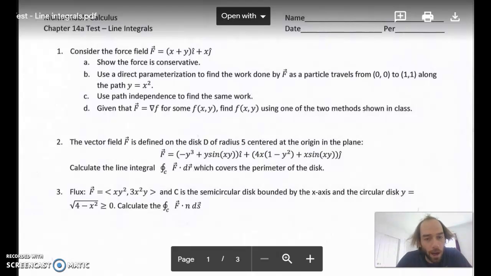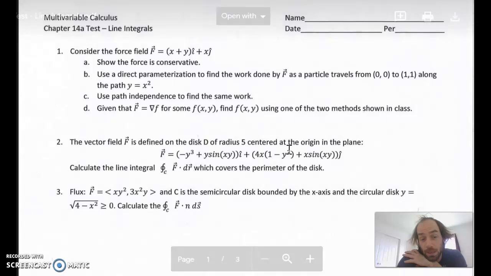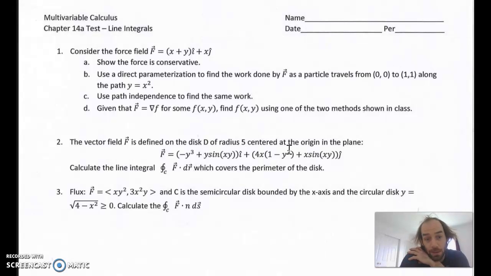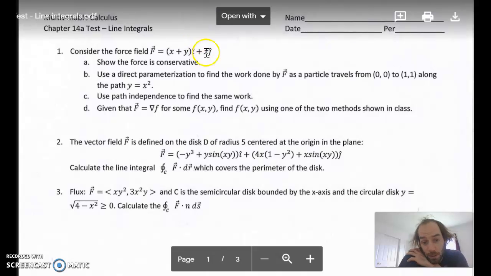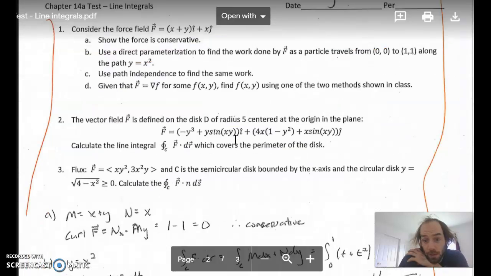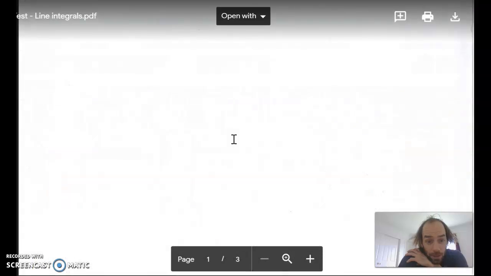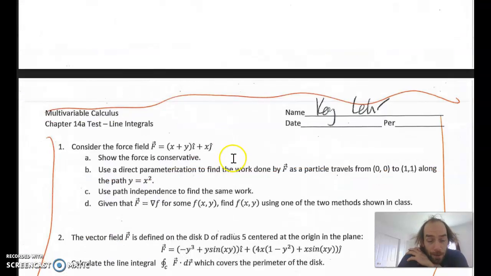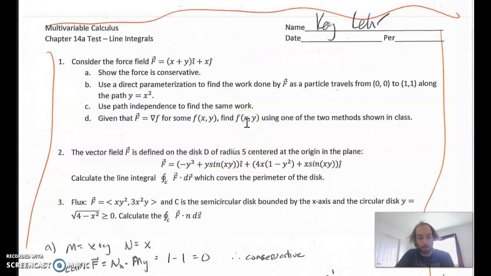I'm gonna go over how to do all the problems on this old test on line integrals that I gave. Since we can't do a review where you can actually ask me questions in class, I figured I would just walk through this thing. I have the answer key down below here, and I am going to tell you what I did for all these problems. So we're doing line integrals in 2D.